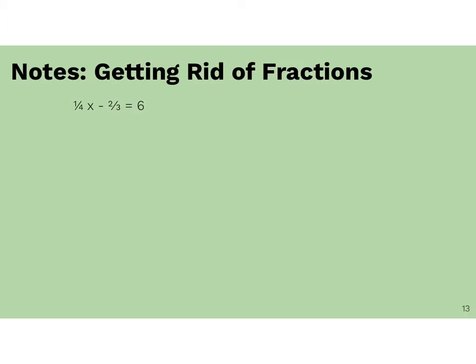So our key point was mathematicians can multiply or divide equations to create equivalent equations. But why on earth would you ever do that? Why not just solve the equation that they give you, right? Well, look at this example. We have 1/4 x minus 2/3 equals 6.